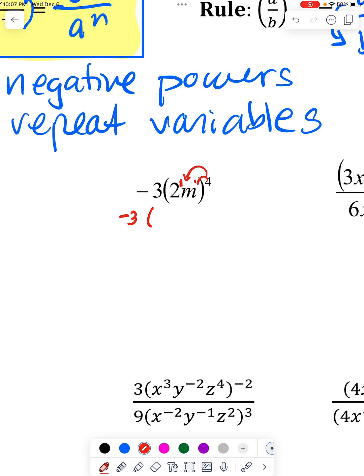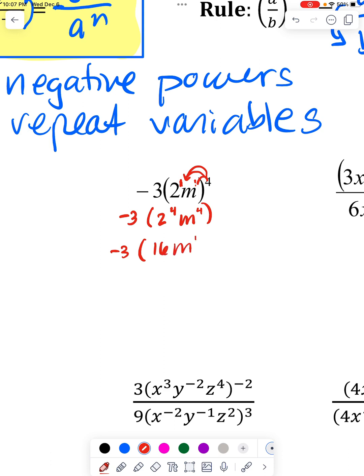This used to be 2 to the 1st power. Now it's 2 to the 4th because 4 times 1. This used to be m to the 1st. Now it's m to the 4th. So if you use your power chart or your calculator or whatever, 2 to the 4 is going to be 16.